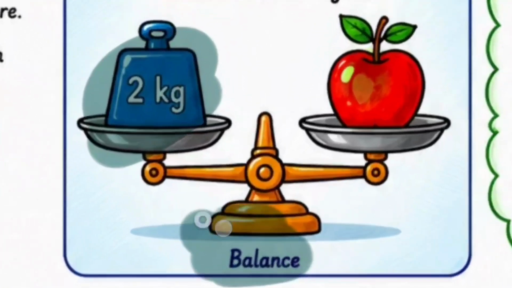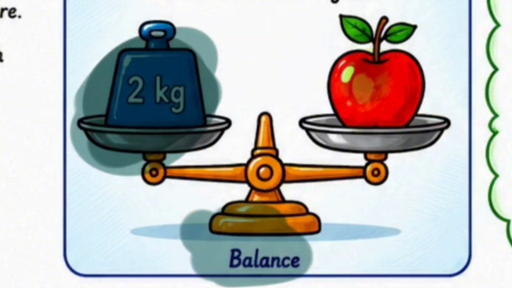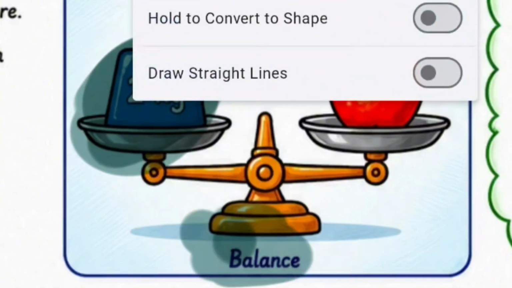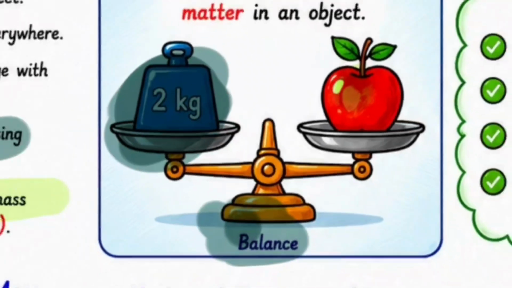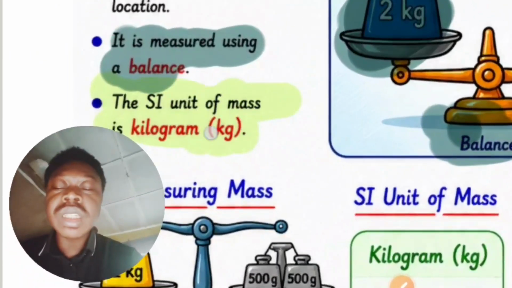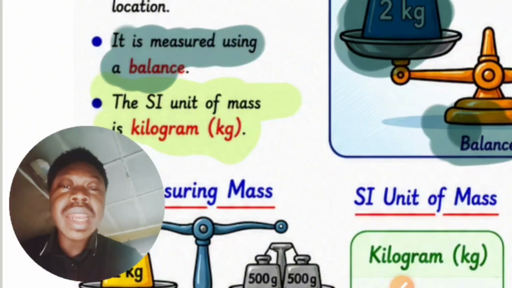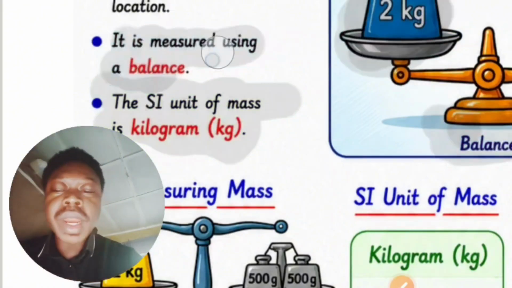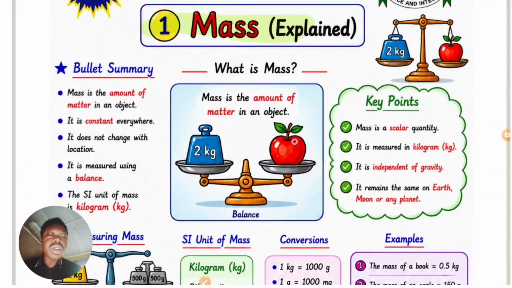You can use a balance to measure mass. This is the instrument that is basically used in measuring mass. The SI unit is the kilogram. That's the SI unit. We have other units that can be used in measuring mass, but basically the standard unit recognized globally is the kilogram.